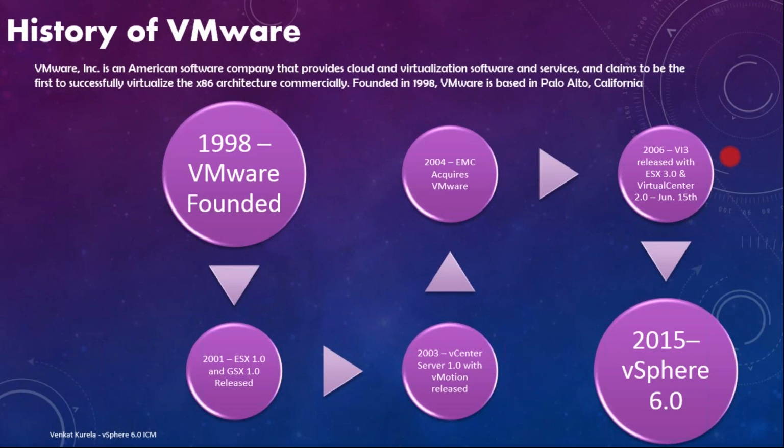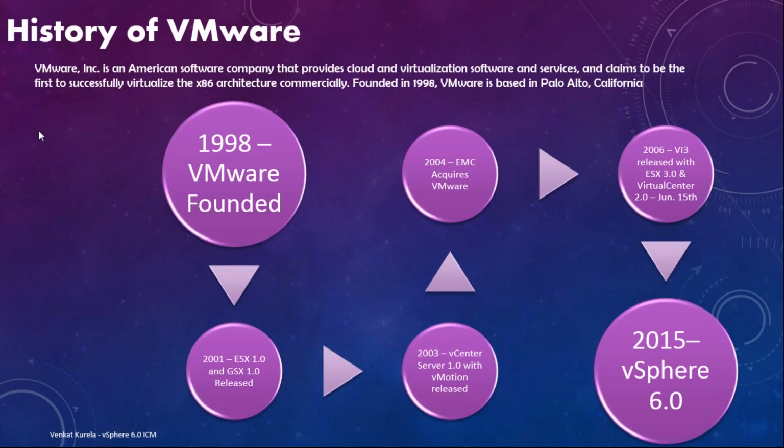So vSphere 4 was the major release, and they had very great success in that product suite. It was released in the year of 2009, and in the year of 2015, we got vSphere 6.0. Of course, in between we had vSphere 5.0, 5.5, and then 6.0. Latest, we have 6.5 as well in the year of 2016. Okay, so this is a high level understanding of what VMware is, and their milestones and achievements from a data center virtualization product standpoint.